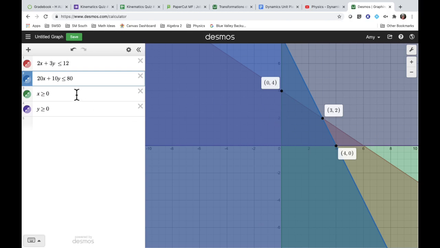So here we are on Desmos. We have plugged in the inequalities, and we get this shape. It's kind of hard to see the way it's set up, but we have a vertex here at (0, 4), (3, 2), (4, 0), and then of course another one here at (0, 0). And our shaded area is just this quadrilateral in here. Okay, so this is our little shaded area.